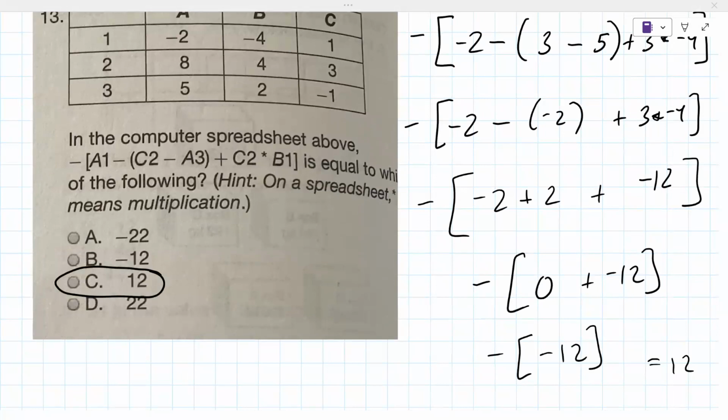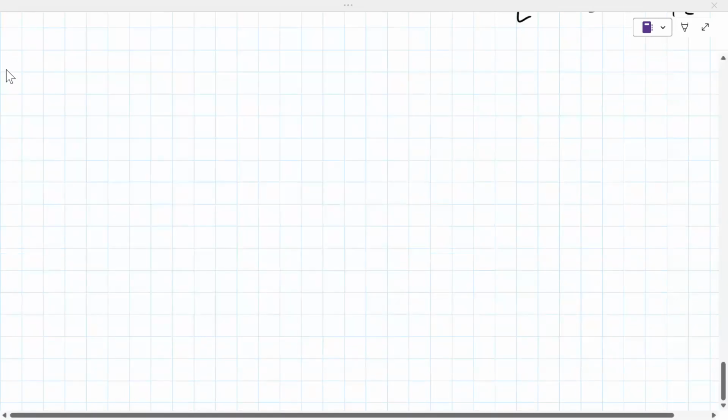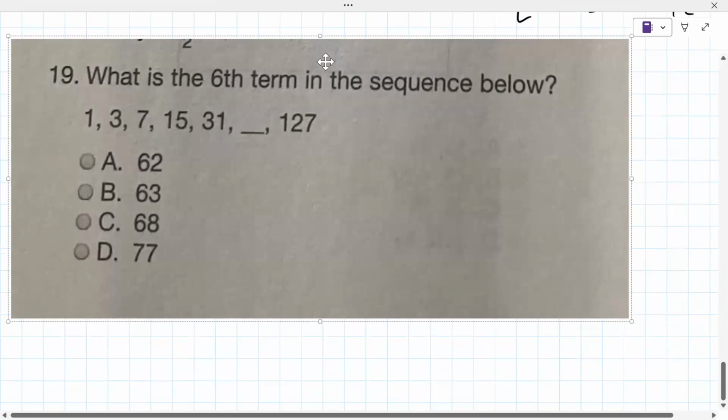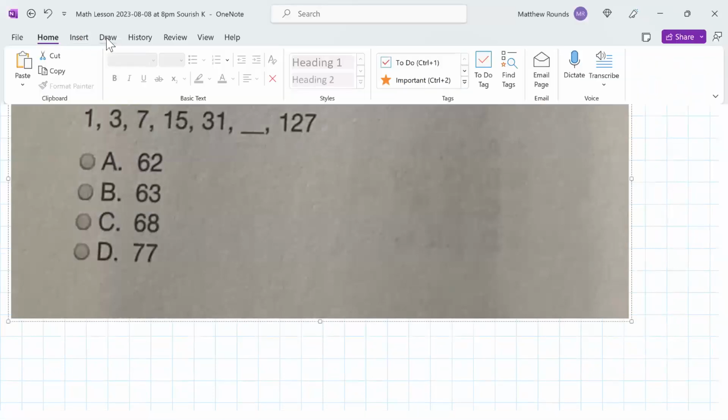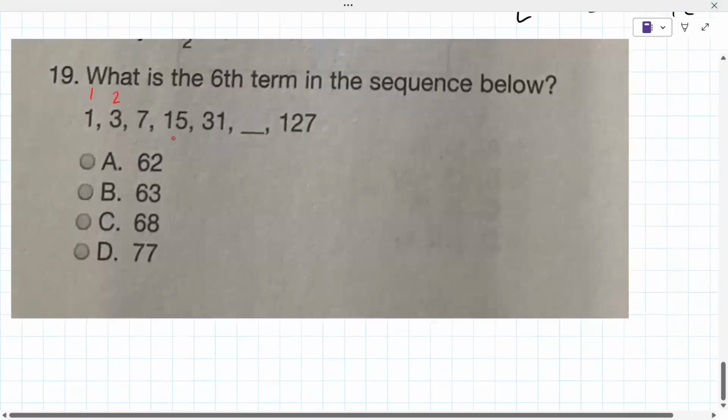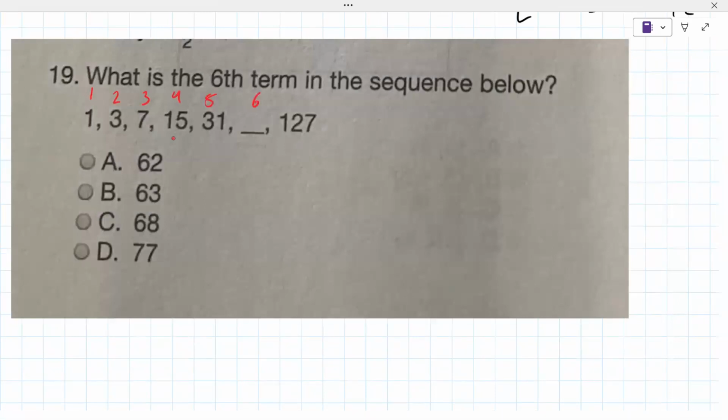Nope. All right. So let's go with kind of a pattern problem. We haven't done one of these in a while. Pattern recognition. So it says, what is the sixth term in the sequence below? Sixth term. Okay, so we got the first term, the second term, the third term, the fourth term, the fifth term. We're trying to find the sixth term.